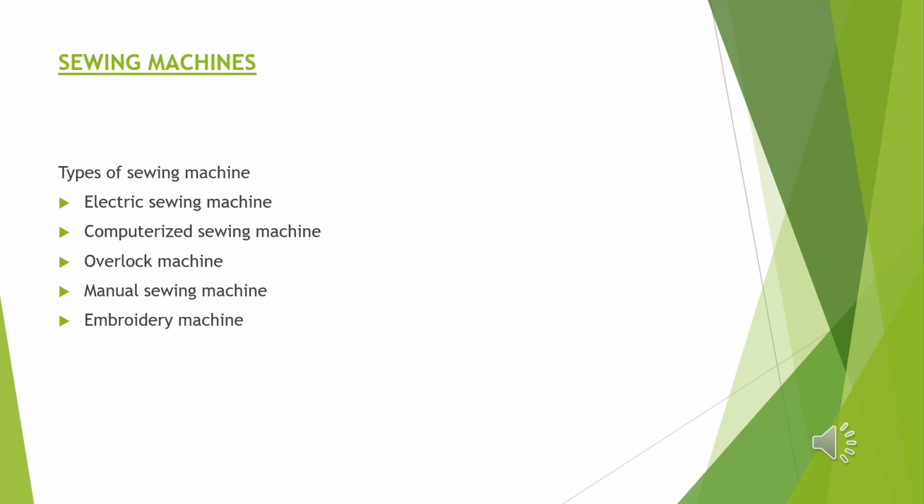Next, we have the overlock machine. This is the sewing machine that is used for finishing raw edges. We have the manual sewing machine. These are machines that do not require electricity. You use them manually. And finally, we have the embroidery sewing machine. This is used for adding decorations to your fabric for the embroidery work.